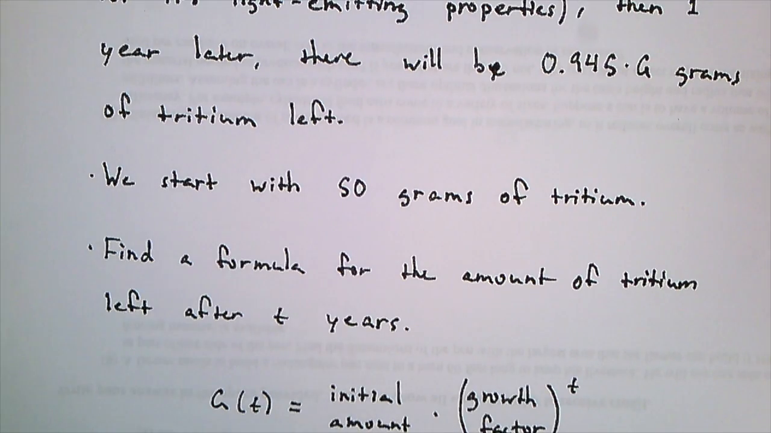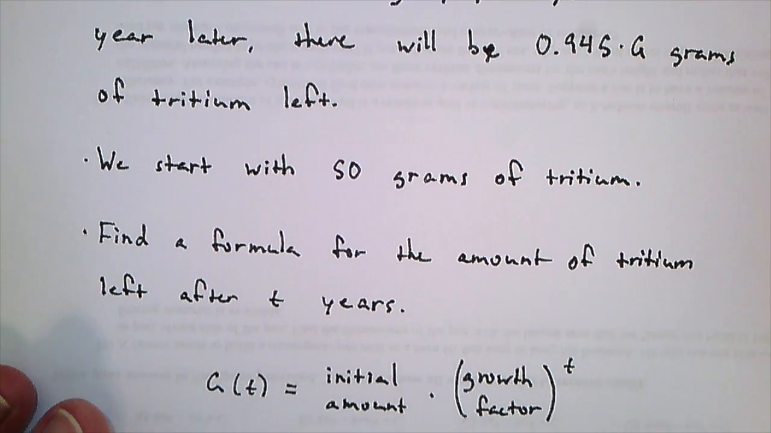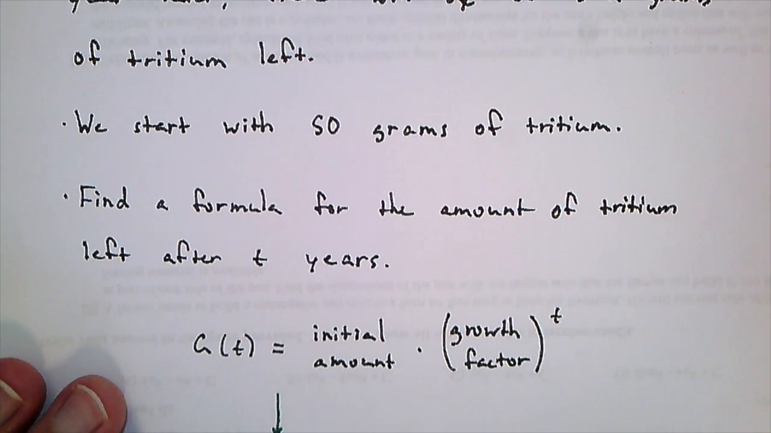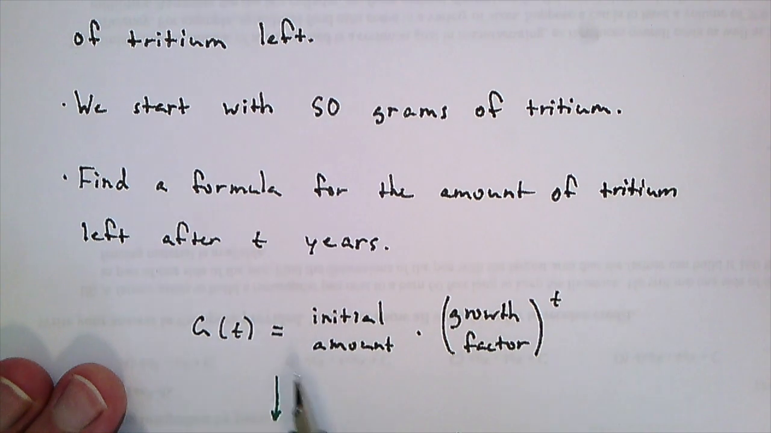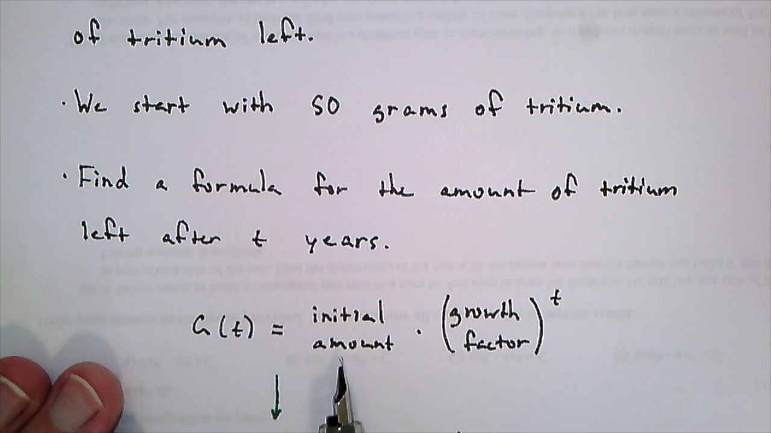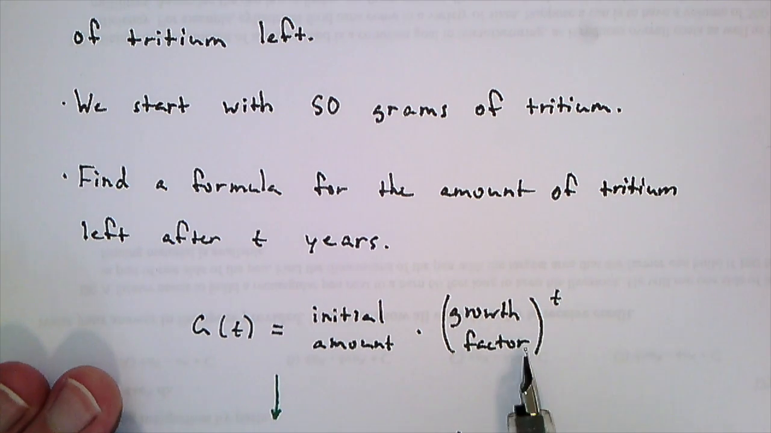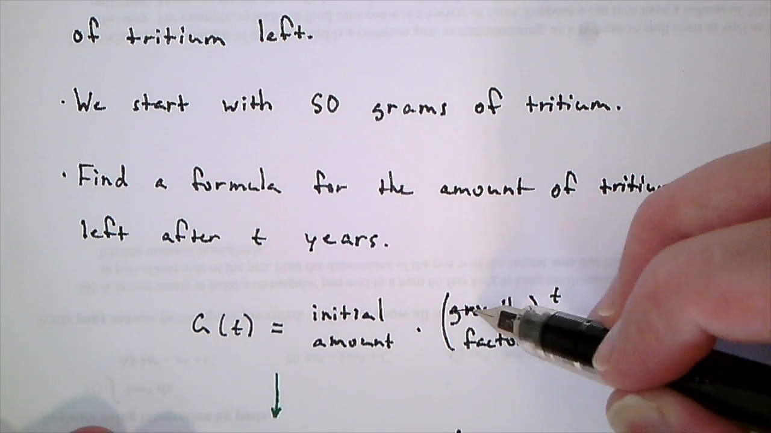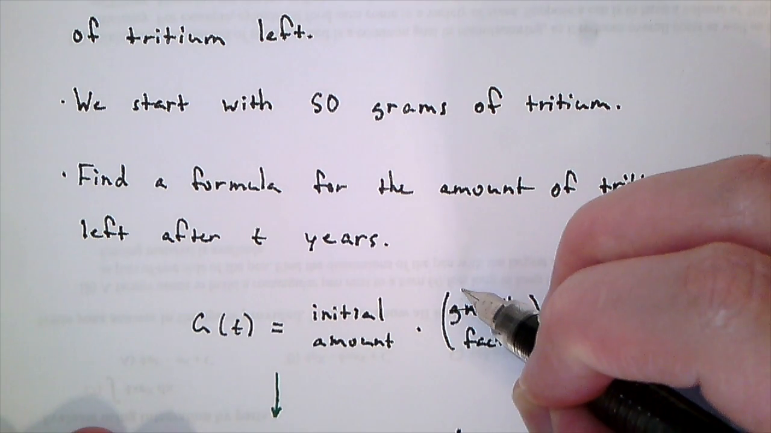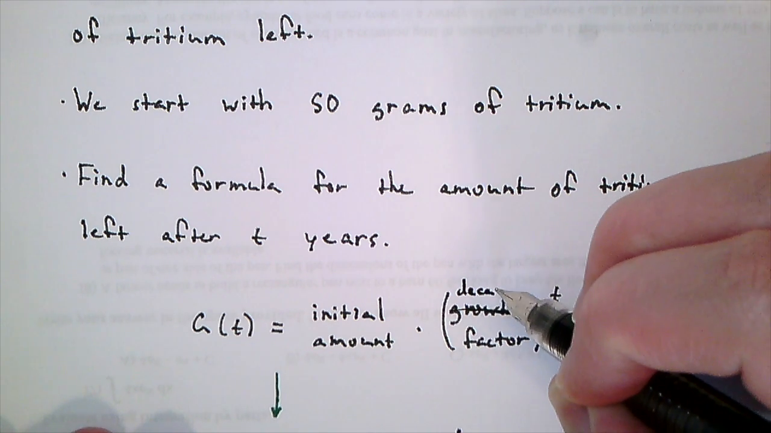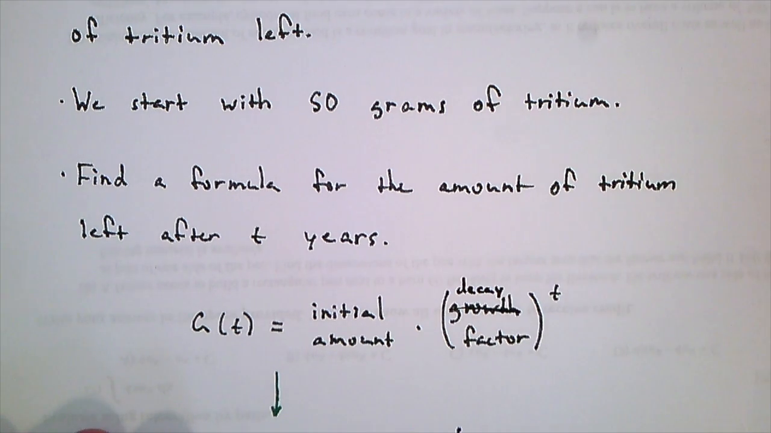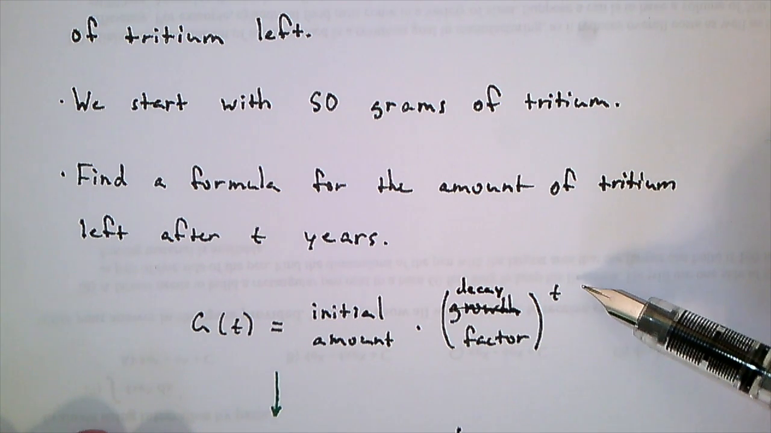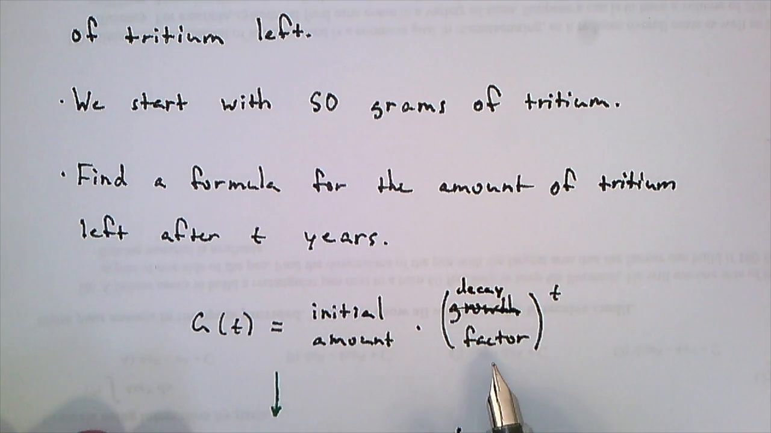So the way this works for exponential decay is that the amount left after t years is the initial amount times the decay factor. And then we have the exponent t. So the decay factor is playing the role of the base a.